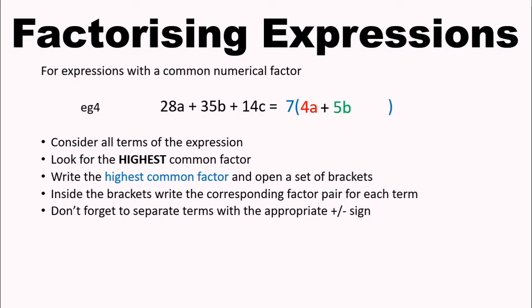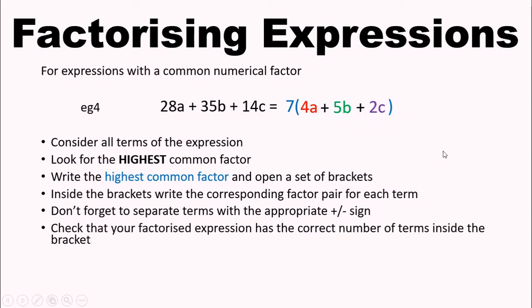Next, seeing the 14c, if I divided it by my highest common factor 7, what would that leave inside the bracket? 14c divided by 7 would be 2c. And remember, if there's a plus sign here, don't forget your plus sign there, plus 2c. So Khloe Kardashian could make 7 gift bags for her fans, and each of those gift bags would have 4 pieces of makeup, 5 pairs of shoes, and 2 pieces of jewelry.